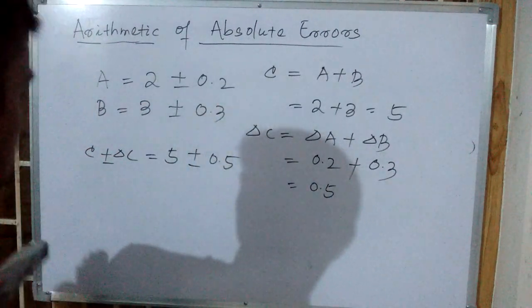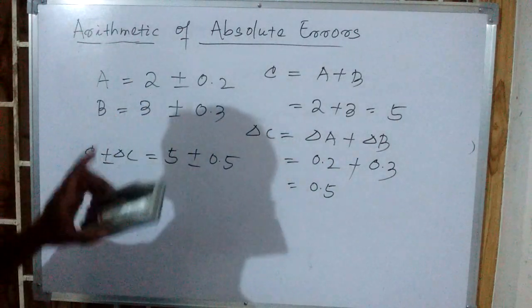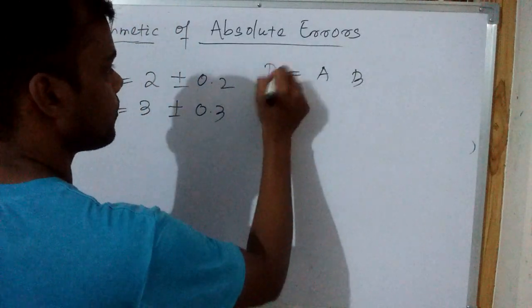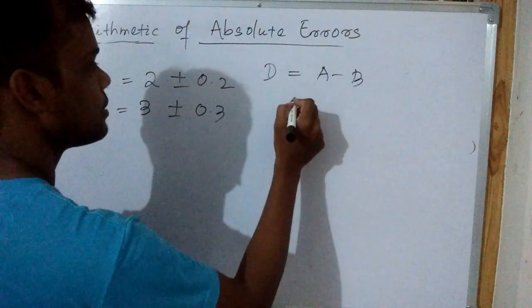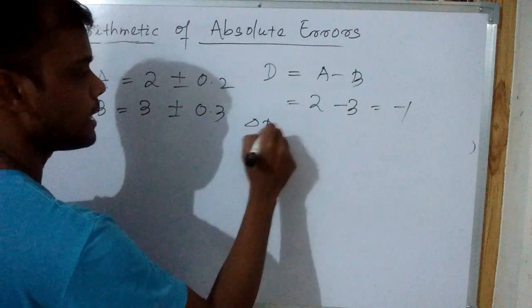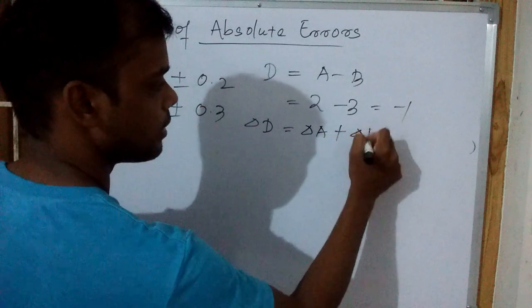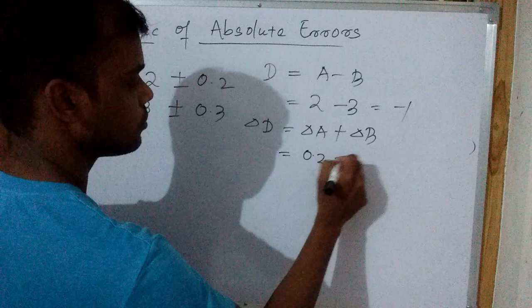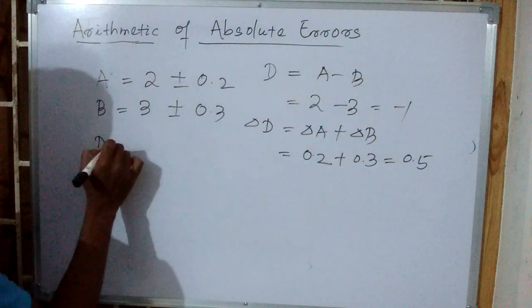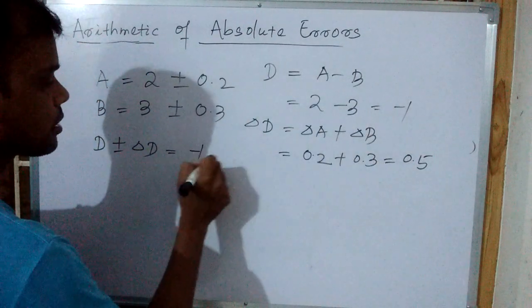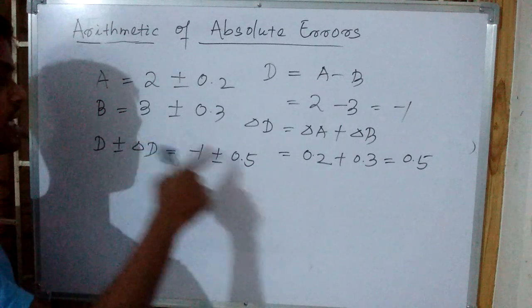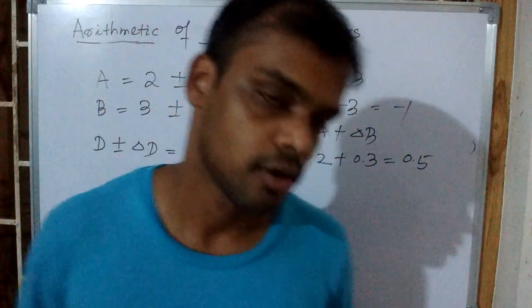Now come to the subtraction process. Let the values be same. A is equal to this much, B is equal to this much. Then we have to find out D. That is, D is equal to A minus B. Then very simple. So A value is 2, B value is 3. So this is minus 1. Del D is still del A plus del B. So again 0.2 plus 0.3, 0.5. Now the value of D will be D plus minus del D. D is minus 1 plus minus 0.5. Okay, so this is the actual value of D, that is minus 1. This is the error in D, that is 0.5. This is the method how the arithmetic of absolute errors are carried out.